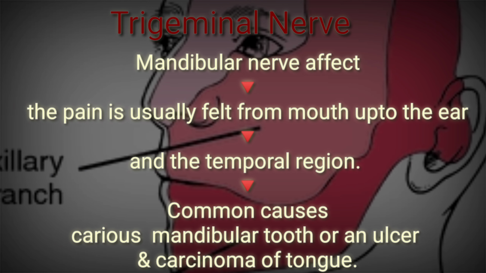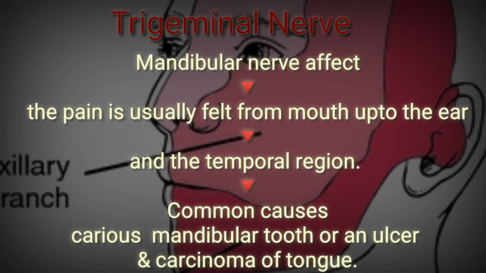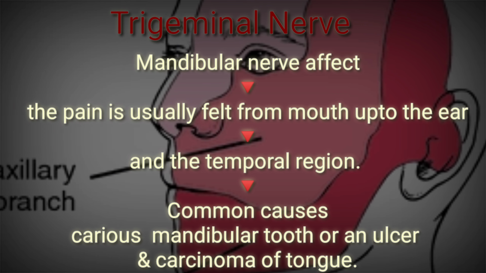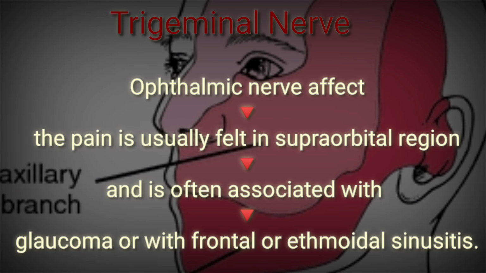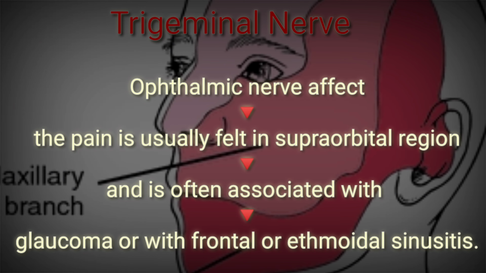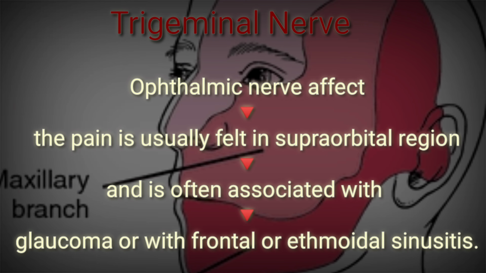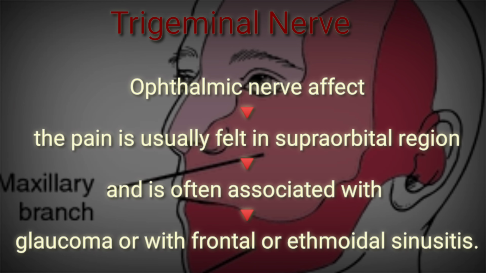With the mandibular nerve affected, the pain is usually felt from the mouth up to the ear and the temporal region. The most common cause is caries, mandibular tooth or an ulcer, and carcinoma of the tongue. With the ophthalmic nerve affected, the pain is usually felt in the supraorbital region and is often associated with glaucoma or with frontal or ethmoid sinusitis. The remaining we can discuss in the next class.